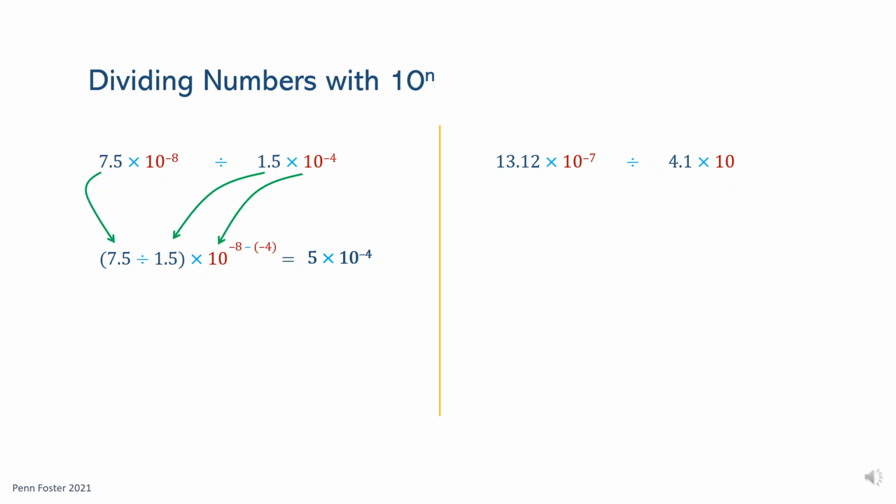For the problem on the right, 13.12 times 10 to negative 7 divided by 4.1 times 10, start by dividing 13.12 over 4.1, which gives 3.2. Then bring in the exponential 10 with subtracted powers, negative 7 minus 1. Remember, the 10 without a written power is understood as 10 to power 1. The final quotient is 3.2 times 10 to negative 8.